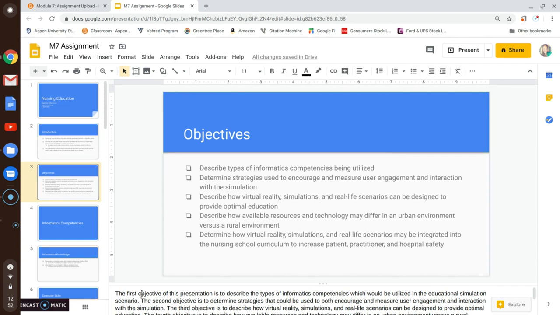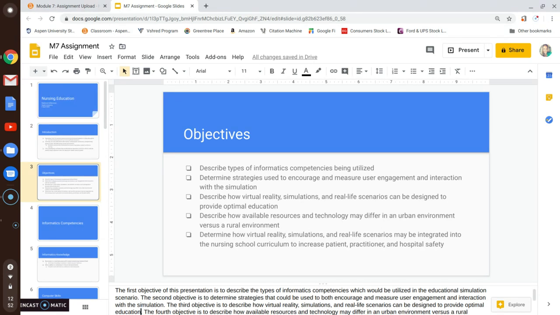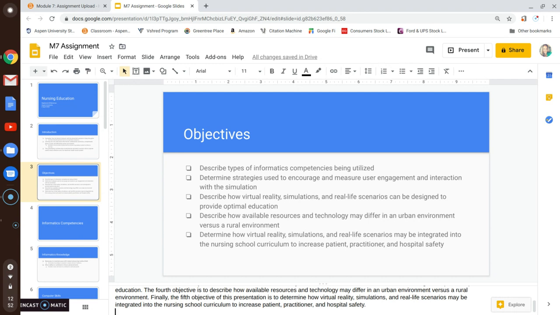The first objective of this presentation is to describe the types of informatics competencies which would be utilized in the educational simulation scenario. The second objective is to determine strategies that could be used to both encourage and measure user engagement and interaction with the simulation. The third objective is to describe how virtual reality simulations and real-life scenarios can be designed to provide optimal education. The fourth objective is to describe how available resources and technology may differ in an urban environment versus a rural environment. Finally, the fifth objective of this presentation is to determine how virtual reality simulations and real-life scenarios may be integrated into nursing school curriculums to increase patient, practitioner, and hospital safety.